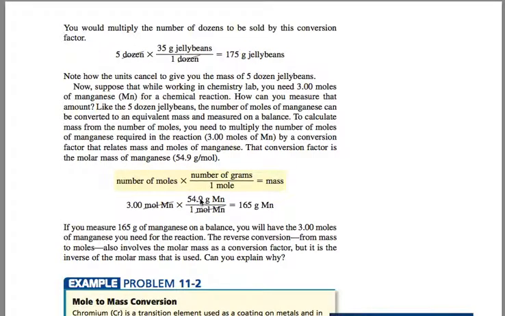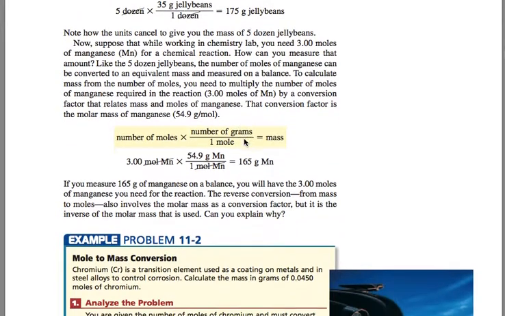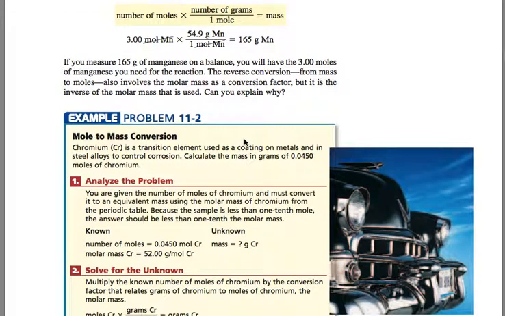How many grams per mole, right? We're trying to come up with grams of manganese, so we need grams on top and moles on bottom because moles will cancel with moles here. So 3.00 times 54.9 equals 165 grams of manganese are equal to 3 moles of manganese. If you measure 165 grams of manganese on a balance, you will have 3.00 moles of manganese that you need for the reaction.